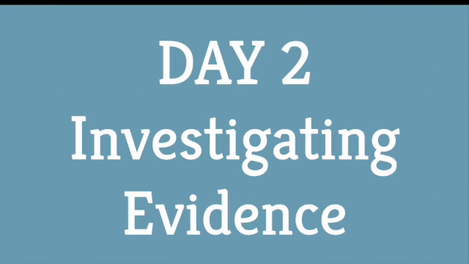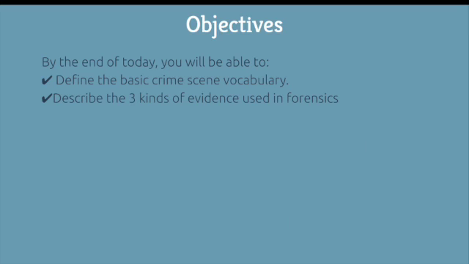Okay, so by the end of the lesson today, you should be able to give me the definitions of the basic crime scene vocab that we're going to be talking about and describe the three main kinds of evidence that's used in forensics. So first off, you've got a crime scene.